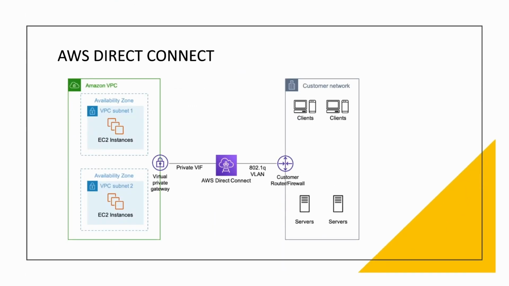So next coming to Direct Connect. So what is Direct Connect? Direct Connect allows a customer, a business basically, to establish a dedicated network connection between your location and your office or your business data center.